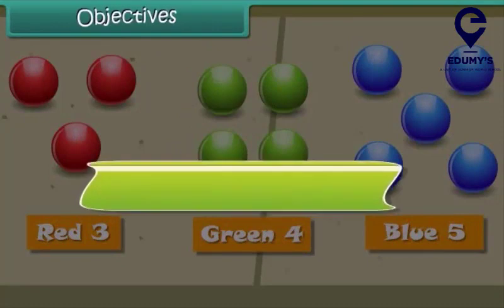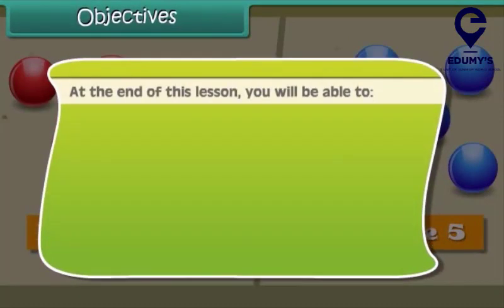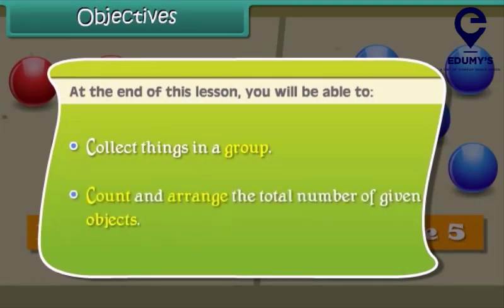Objectives. At the end of this lesson, you will be able to collect things in a group, count and arrange the total number of given objects.